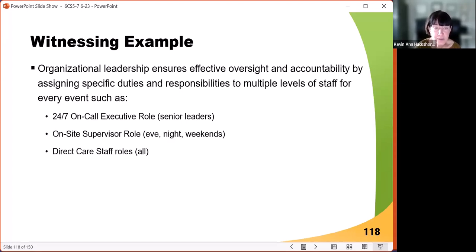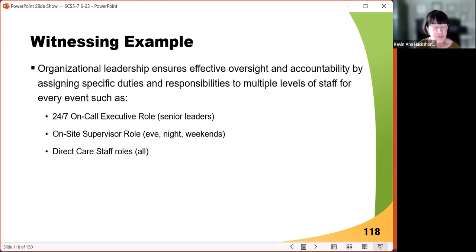Organizational leadership ensures effective oversight and accountability. And the way they do that in witnessing is by assigning very specific duties and responsibilities to different levels of staff for each event. So I'm going to divide our typical staff in hospitals and residential programs.